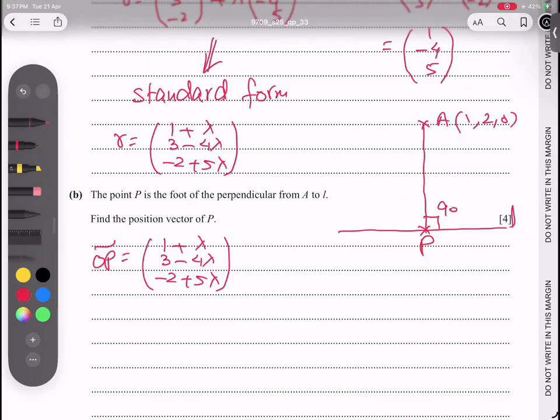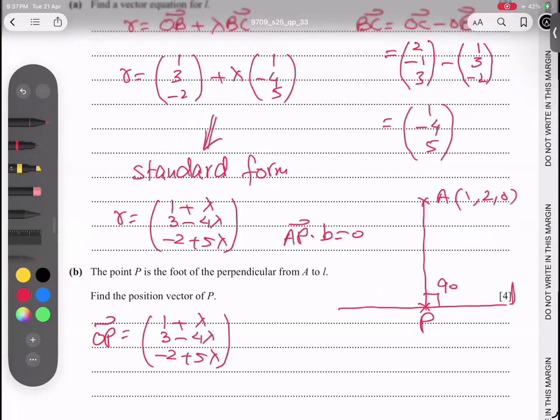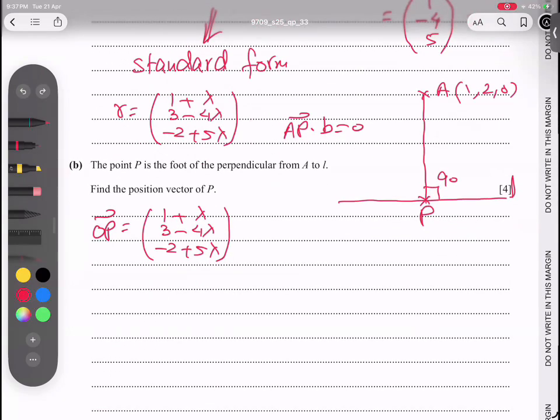This is OP. Okay, and now, students, what is the plan of action? I'm finding AP dot line direction equal to 0, because of the 90 degree angle. So the plan is very simple: AP vector dot B equals 0. What is B? B is the line direction, which is always called B after lambda. So I will find the dot product, but first of all, I need AP.